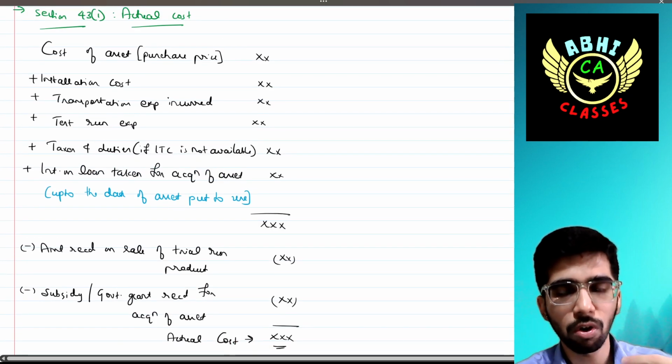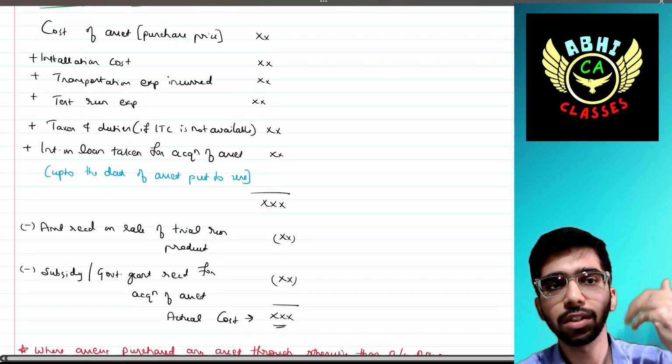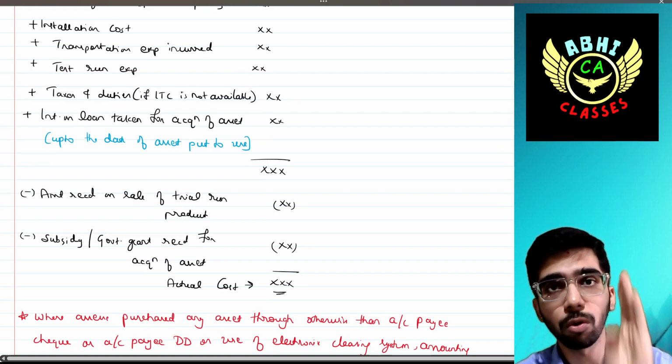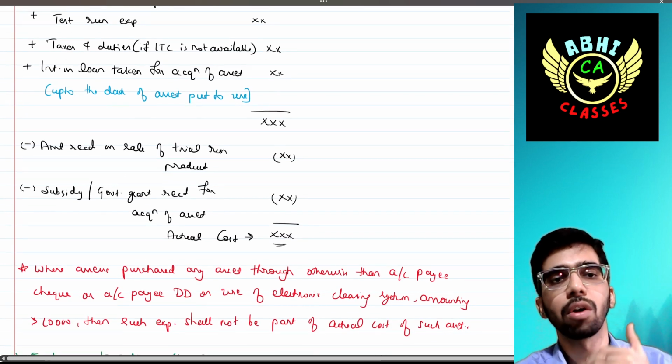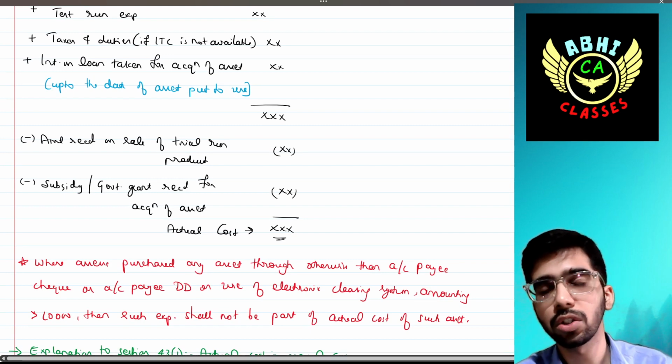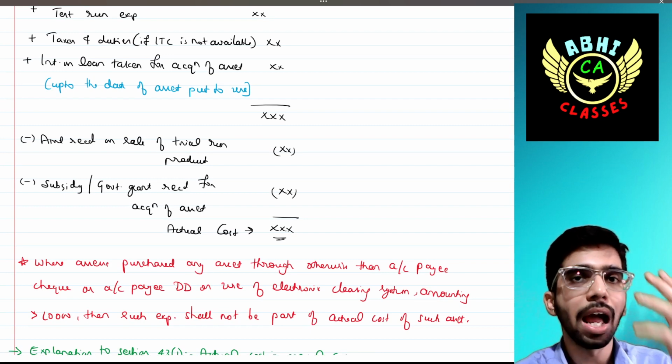Original cost, transportation cost, installation cost, test run expenses, taxes if ITC is not claimed, interest on loan up to the date the asset is put to use, reduced by the sale of trial run product, and also the government grant or subsidy received in respect of that particular asset.